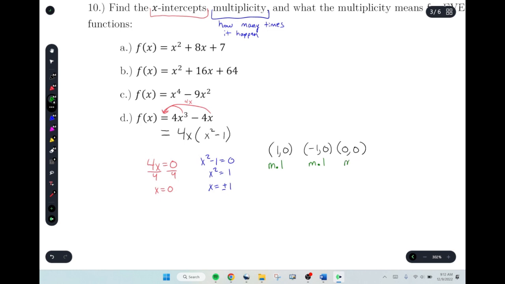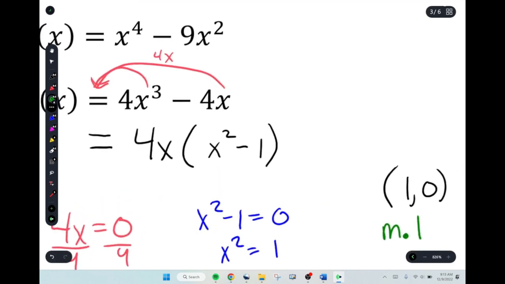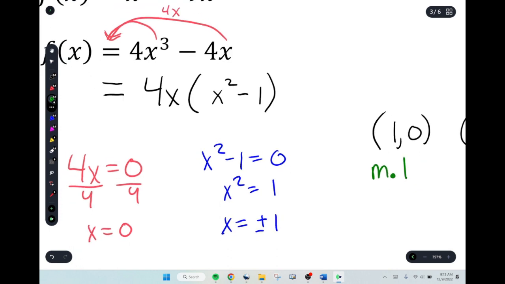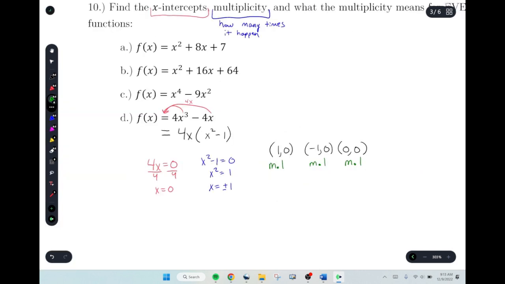Oh, it looks like it would be 4. Or, oh, no, the leading one's 3. So it has to be 3, so they all have to be 1, right? But that's not how you know it. That's just my brain saying, oh, there's a maximum number of 3 roots. There's 3 roots right there. They all have multiplicity of 1. The real way to know is to go look at the exponent for each of them. There's an exponent right here of 1, right? There's an exponent right there of 1.